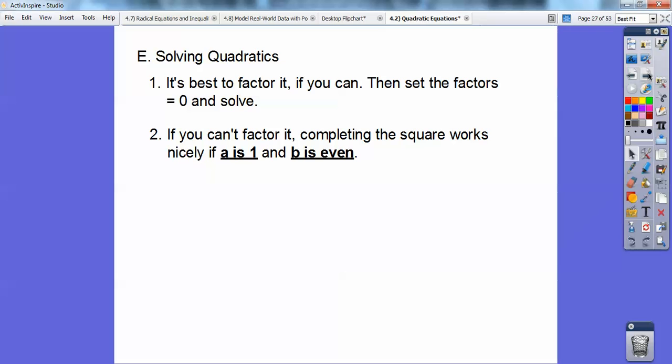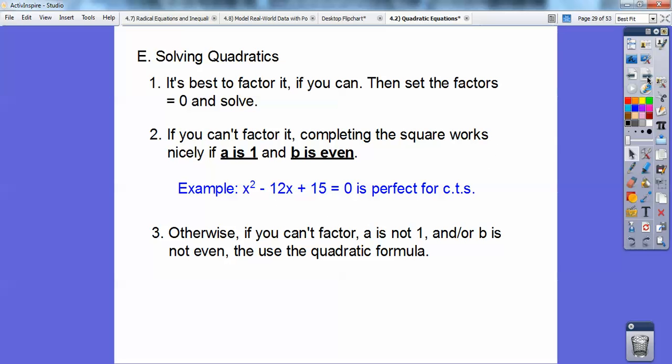If you can't factor it, then completing the square works, and I have some examples on how to complete the square. Completing the square is the bomb, you guys, if A is 1 and B is an even number. See how A is 1 right there and B is an even number? That's dynamite to complete the square with. And it doesn't factor because there are no factors of 15 that add to negative 12. So I would use completing the square on that one. Otherwise, if you can't factor it, or if A is not 1 or B is not an even number, I'd use the quadratic formula. I do that as a last resort.